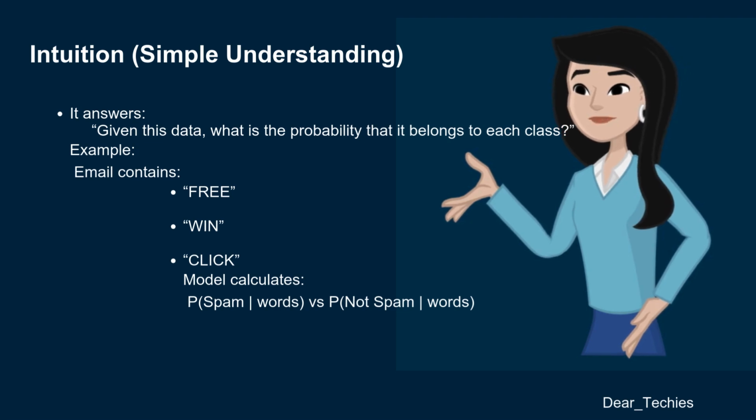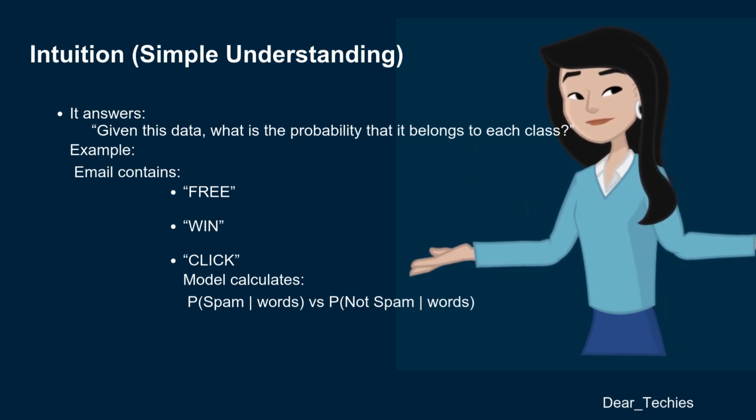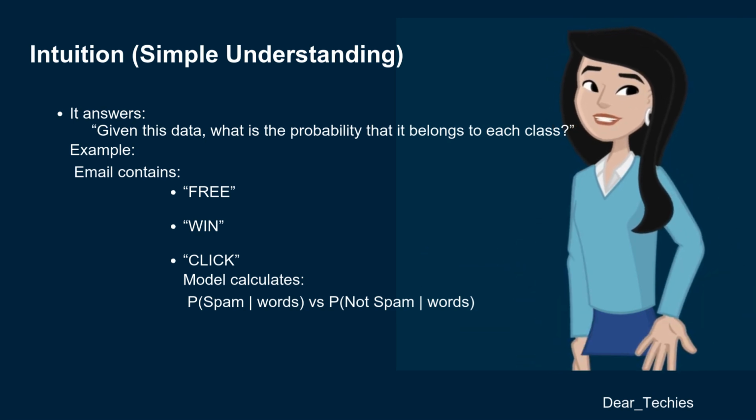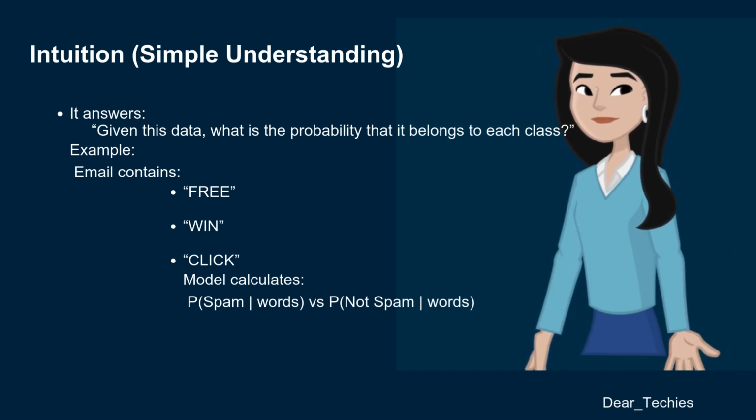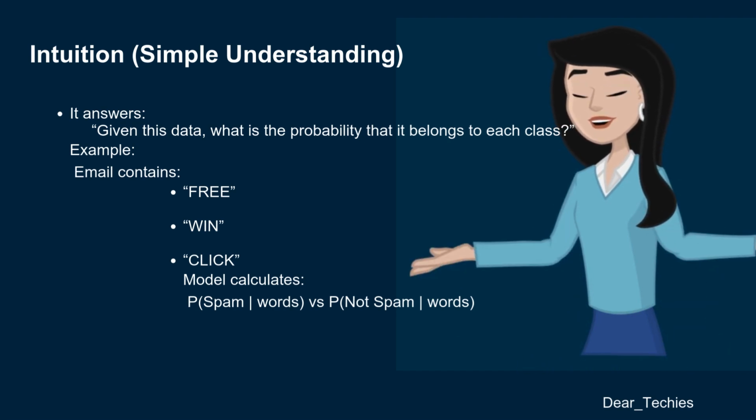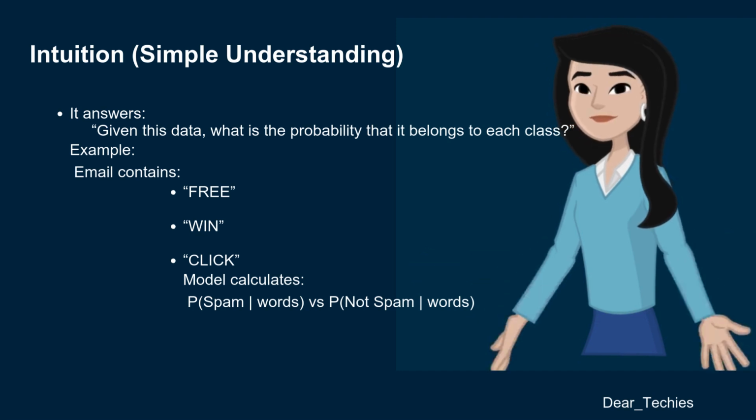For a new email, it checks what words the email contains, calculates the probability that the email is spam, and also the probability that it is not spam. Whichever probability is higher becomes the final prediction.